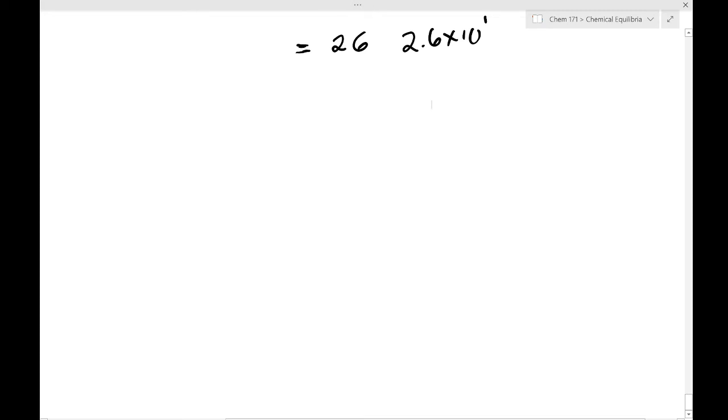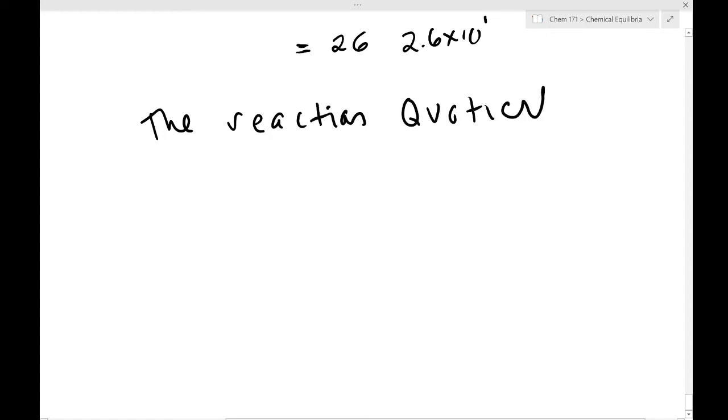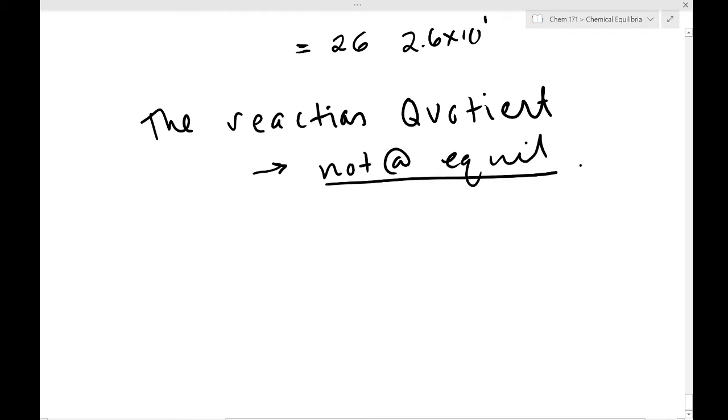Okay, welcome back, guys. We're going to continue our discussion of equilibria. And to do that, we are going to start with defining a value called the reaction quotient. Okay, the reaction quotient. This is a useful value to define. And importantly, this is not at equilibrium. So the reaction quotient is something that's defined not at equilibrium.